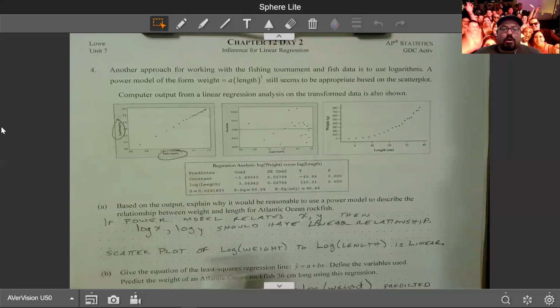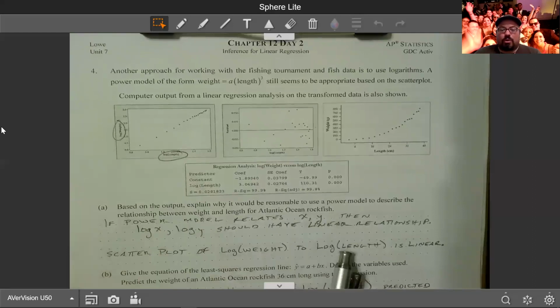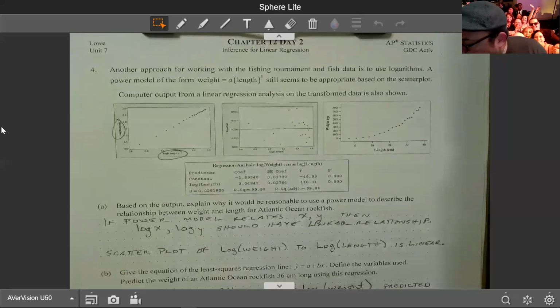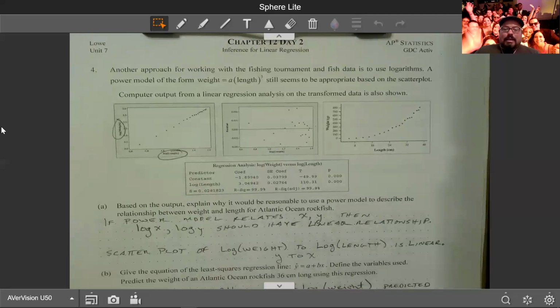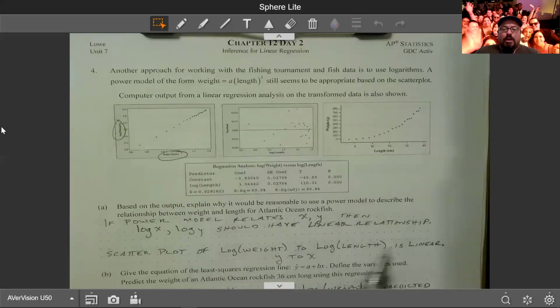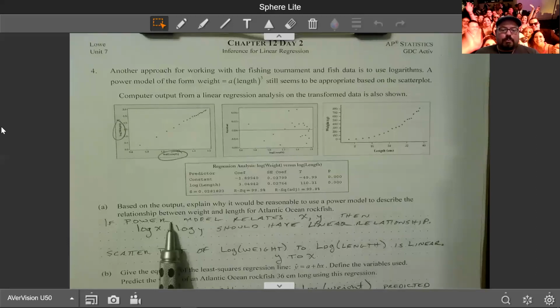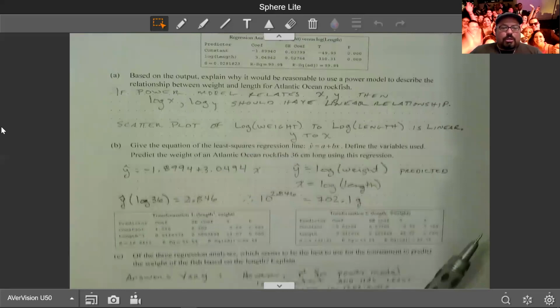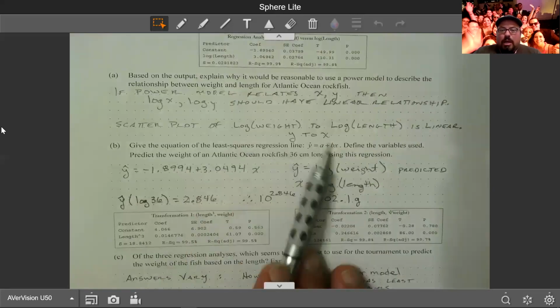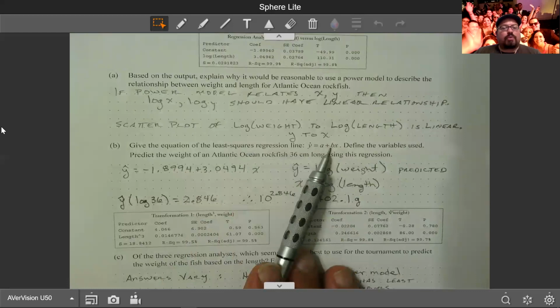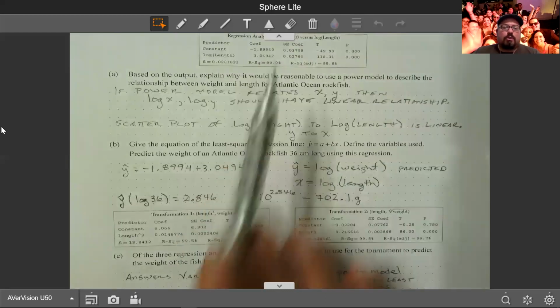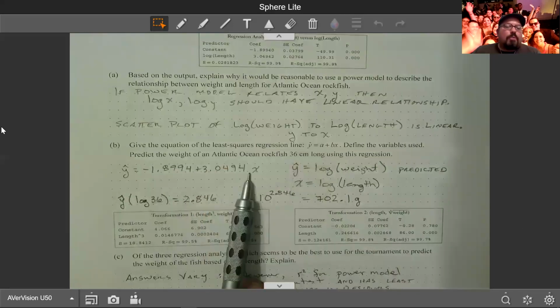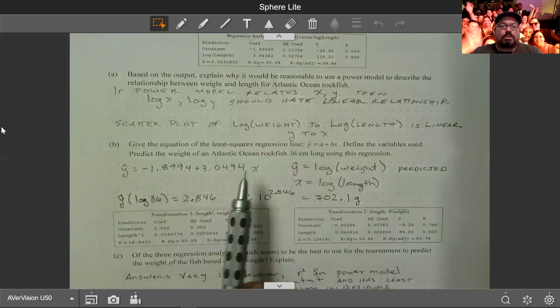Well, our scatter plot of the log of the weight to the log of the length, once again, remember, it is y to x, that scatter plot is linear. And because that scatter plot is linear, then we're going to have a power model. Okay, so let's look at this. If that's my equation of the regression line, what would I have? Well, here's negative 1.89, here's 3.044. I can write that down all day long, but I must define, well, what is y hat?